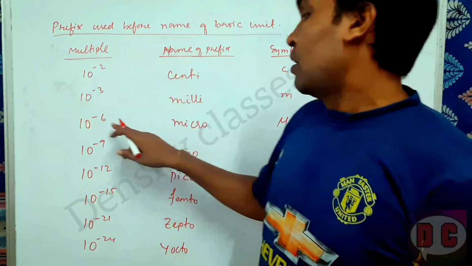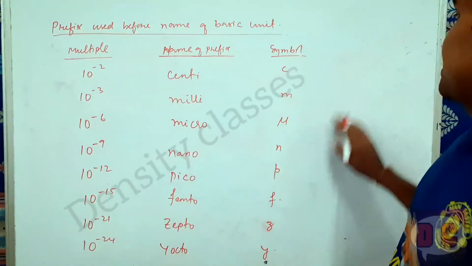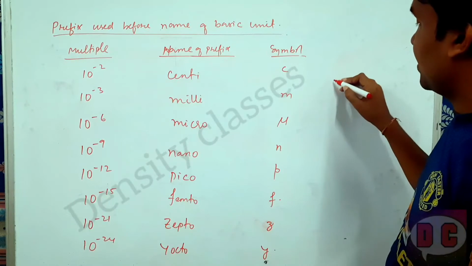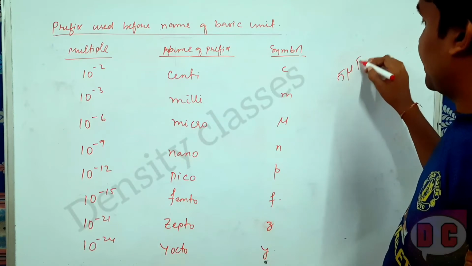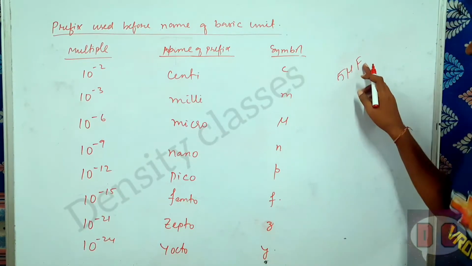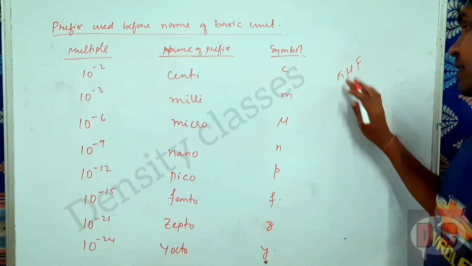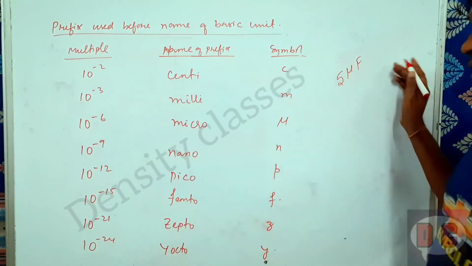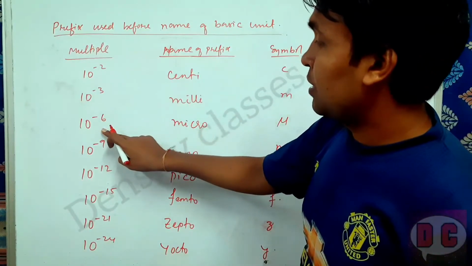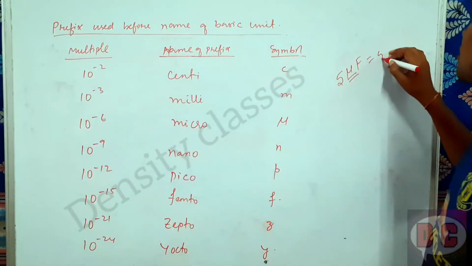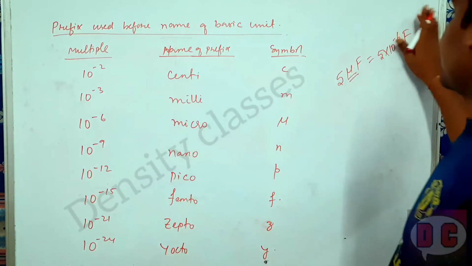Next, 10 to the power minus 6. The name of the prefix is micro. Suppose it is given as 5 microfarad. Farad is a unit we will study in physics, in electricity. If it is given like this and you are asked to convert into farad, how will we do this? We know micro is 10 to the power minus 6. So write 5 into 10 to the power minus 6 farad. Okay, dear students, I hope you are understanding it.